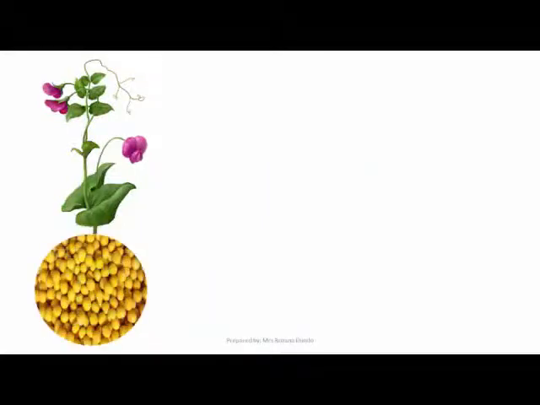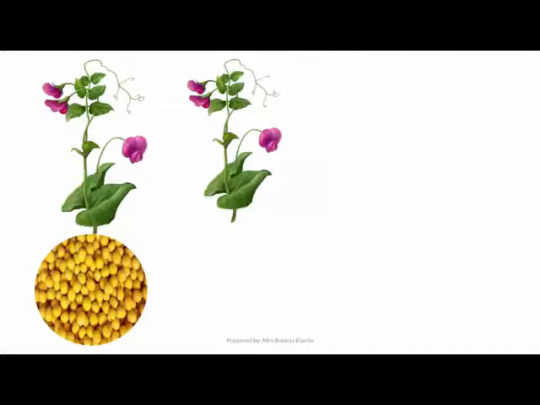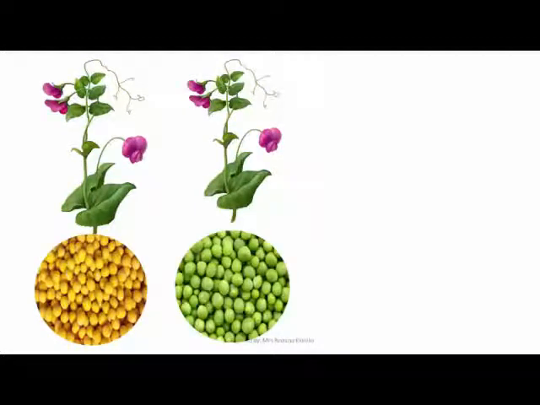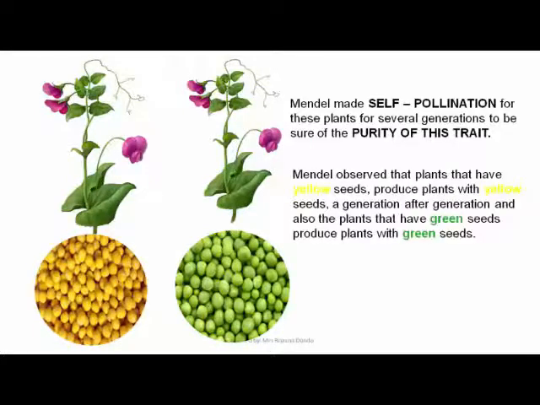What did Mendel do? Mendel chose a pea plant that produces yellow seeds and another pea plant that produces green seeds. Then he made self-pollination for these plants for several generations to be sure of the purity of this trait. Mendel observed that plants that have yellow seeds produce plants with yellow seeds, generation after generation. And also the plants that have green seeds produce plants with green seeds.